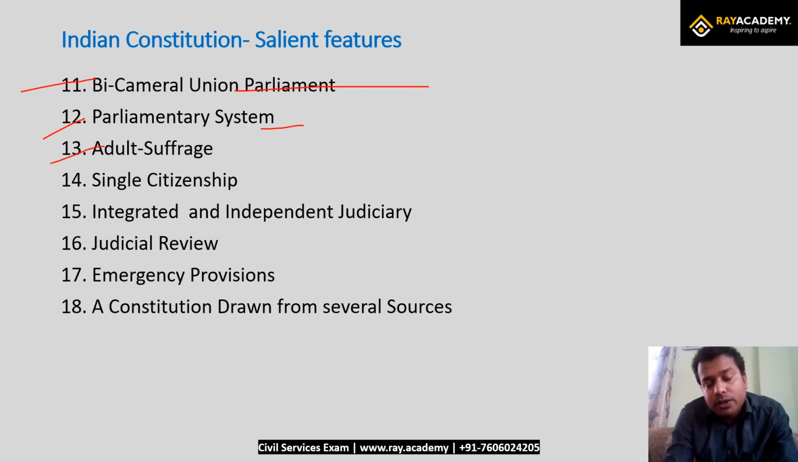Now adult suffrage, which is related to the voting power, earlier it was 21 years. Now every Indian with a minimum age of 18 is eligible to vote. Now in India we also have a single citizenship. In the USA you know that there is dual citizenship. For the federal there is one, for the state there is another. But in India there is a single citizenship.